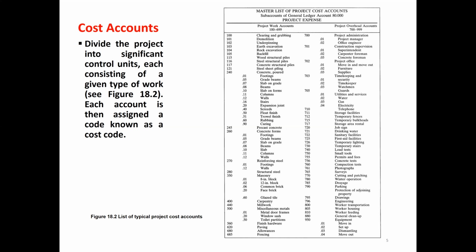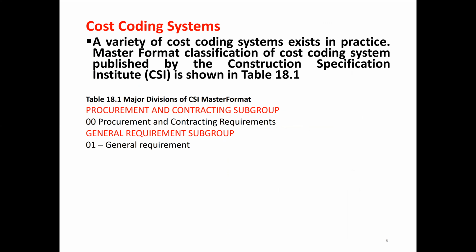So with this, let's move forward. Now we are going to establish a cost coding system. A variety of cost coding systems exist in practice. A master format classification of cost coding system published by the Construction Specification Institute, CSI, is shown in table 18.1. So this table shows the major divisions of the CSI master format according to 2014.